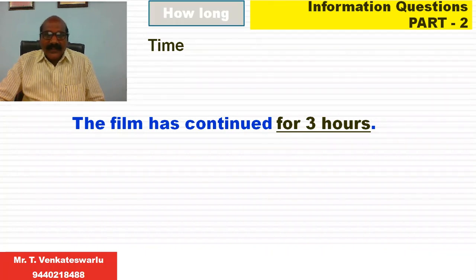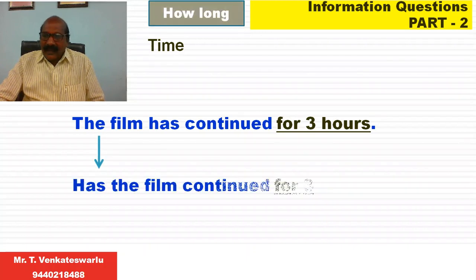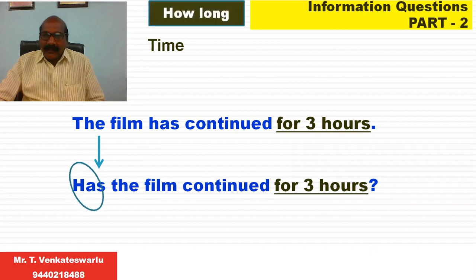And this is the statement. To change it into a yes or no type question, the subject and the helping verb are inverted. Has the film continued for 3 hours? This is the yes or no type question.